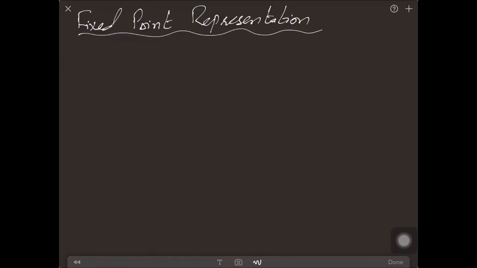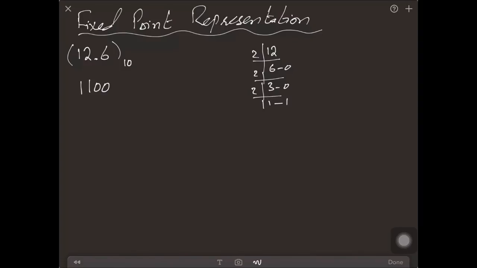Let me take a number. Let's suppose 12.6. This is a decimal number of base 10, and of course we can convert this to a binary number. Let me do the math for you for your revision. 2 6s are 12, remainder 0. 2 3s are 6, remainder 0. 2 1s are 2, remainder 1. So 12 can be represented as 1100.